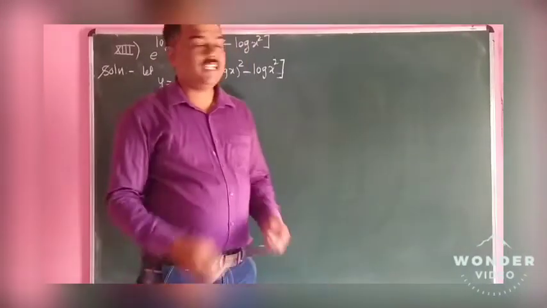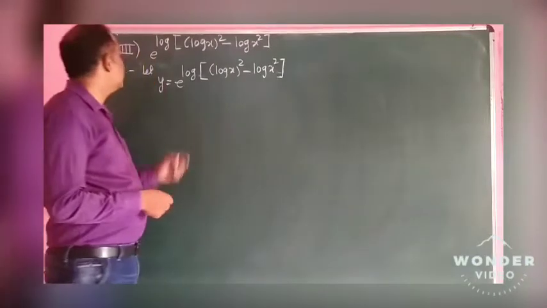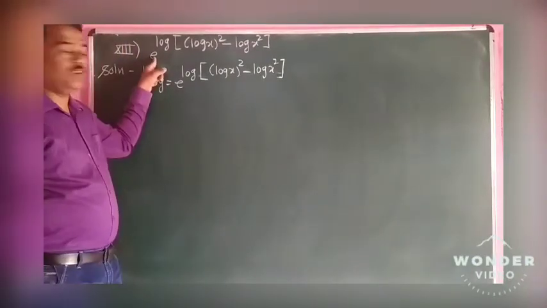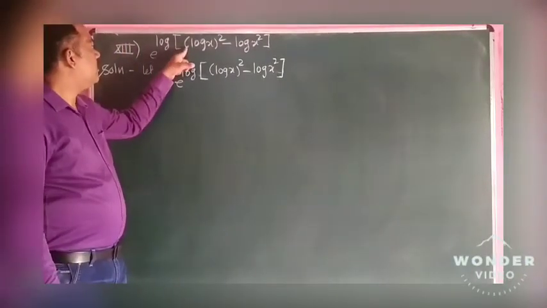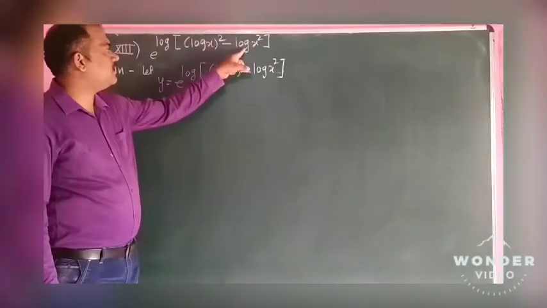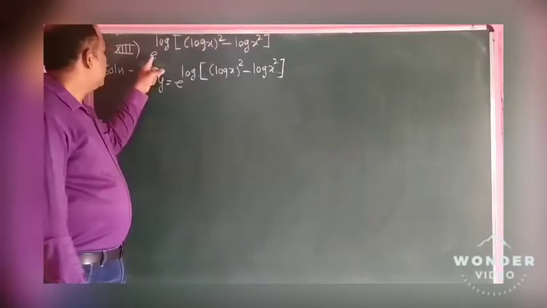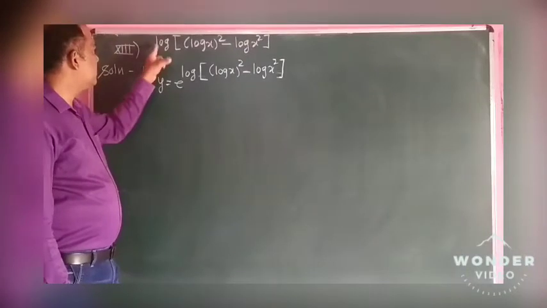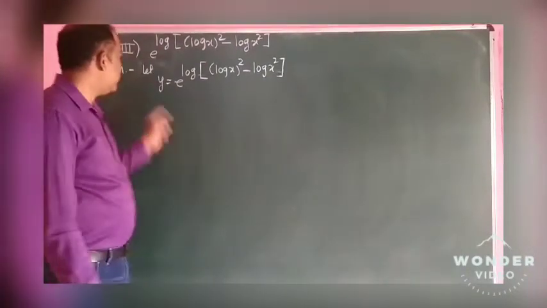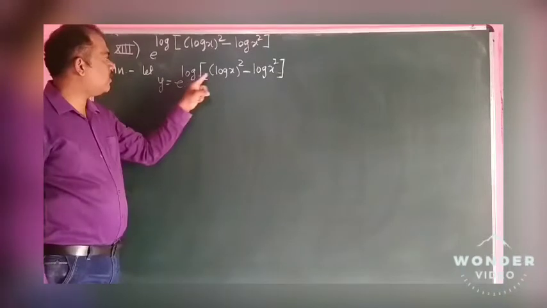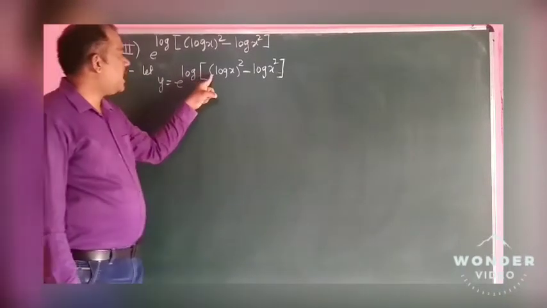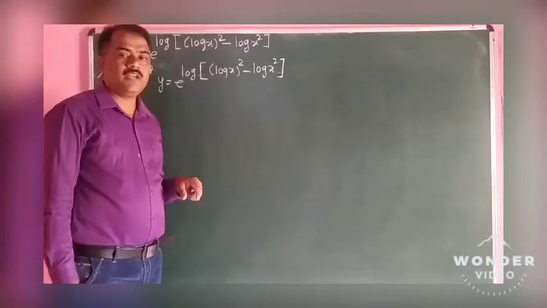Next example is example number 13. What is that example? e raised to log of x bracket square minus log of x square. What is the power of this e? This one. This is the power. Let y is equal to e raised to log x bracket square minus log of x square.